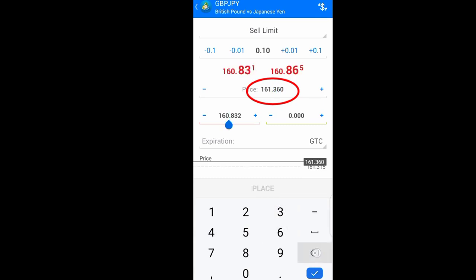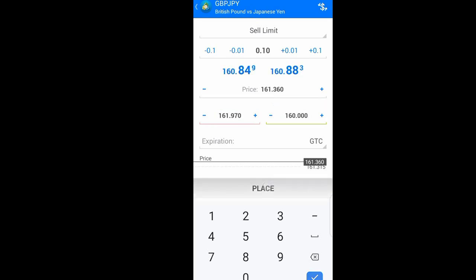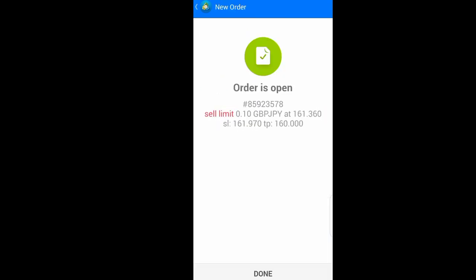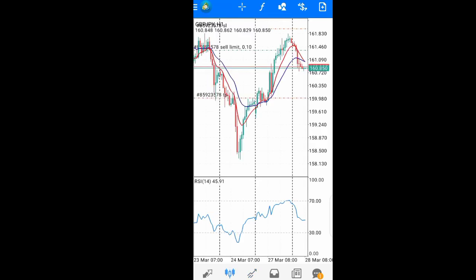161.36. So I've decided that my stop loss will be just above the most recent high, which is about 161.97. Then my take profit at this point will be about 160. So I place the order. Good. So let's go to the chart.